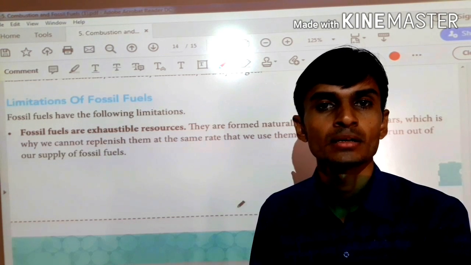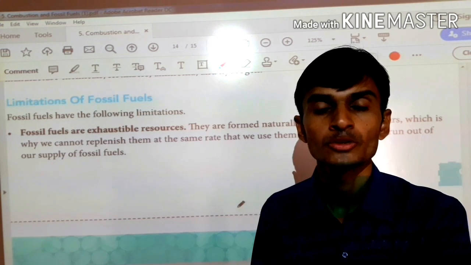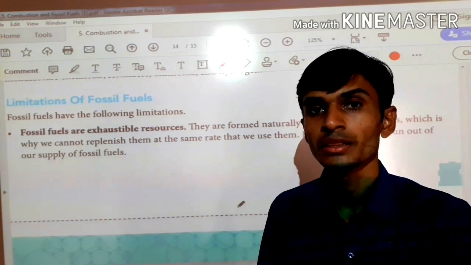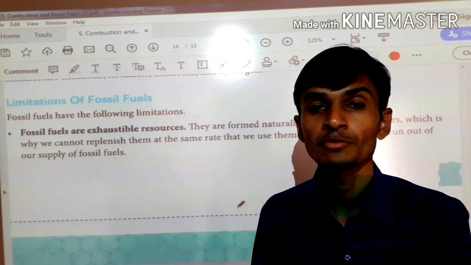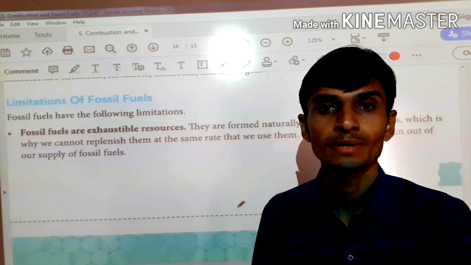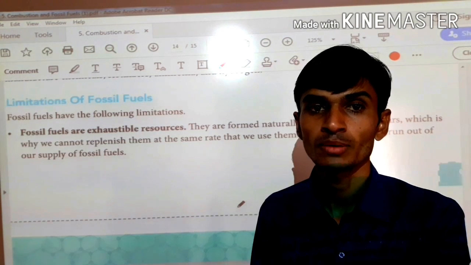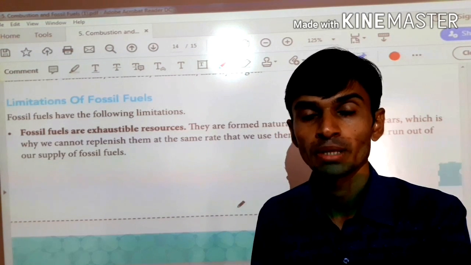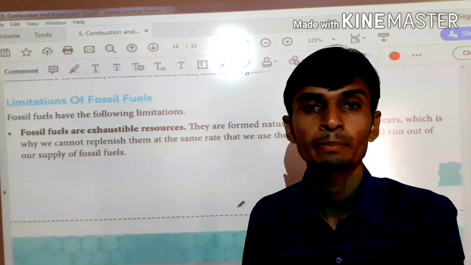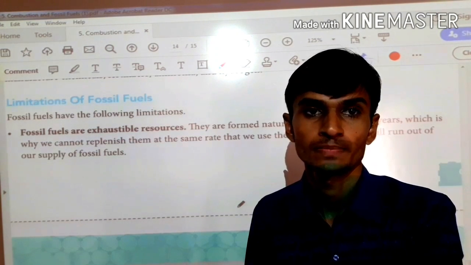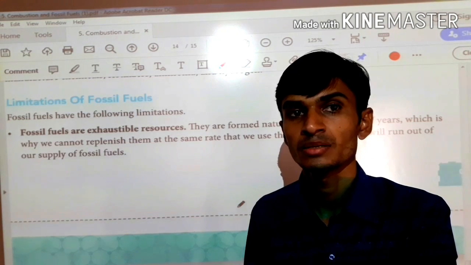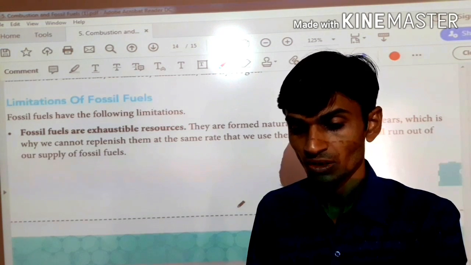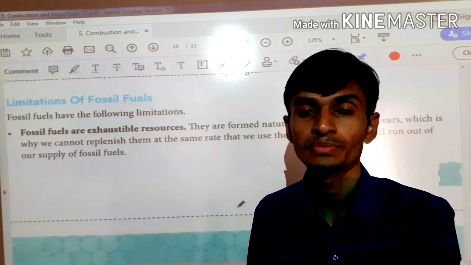Okay guys, let's discuss the limitations of fossil fuels. The first limitation is that fossil fuels are exhaustible resources. That means in the near future there will not be enough quantity of fossil fuels, because the quantities are very limited, so we need to find other ways of using fuel. In the earth's crust, within 50 to 70 years all the fuels like petrol, diesel, kerosene, and coal will be finished. After 50 years there is a big problem of fuel and energy resources.